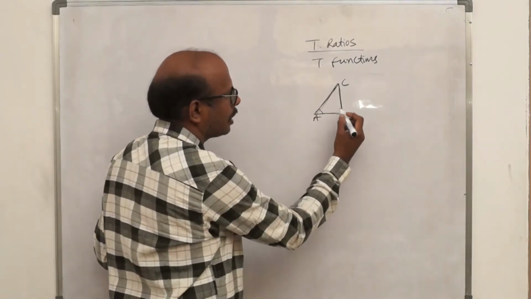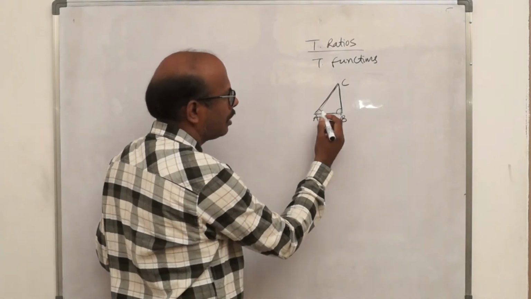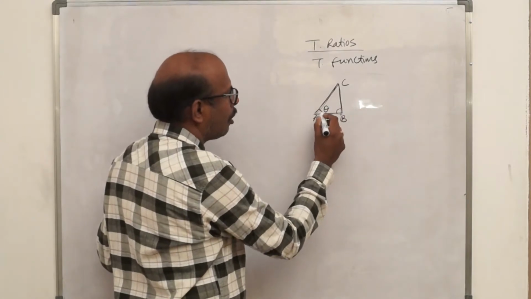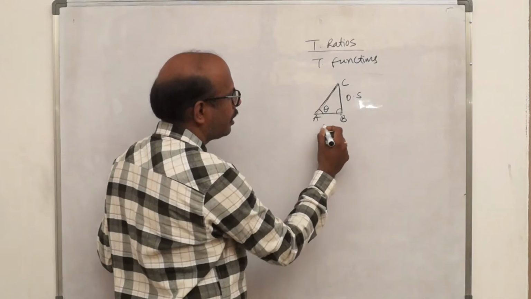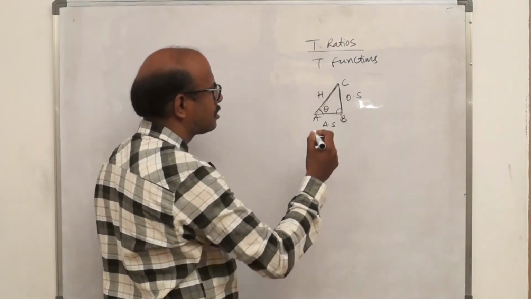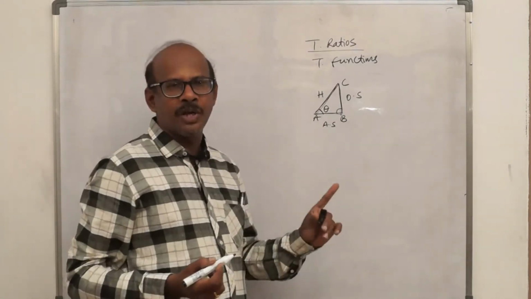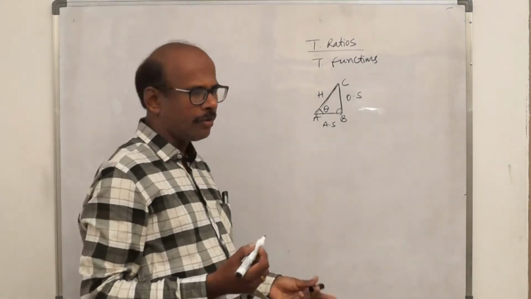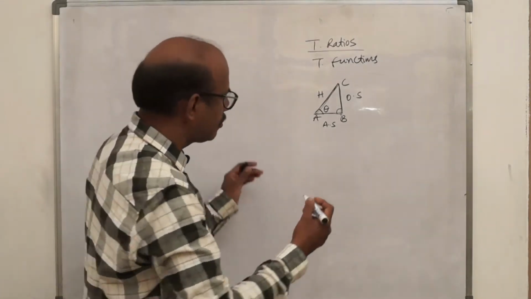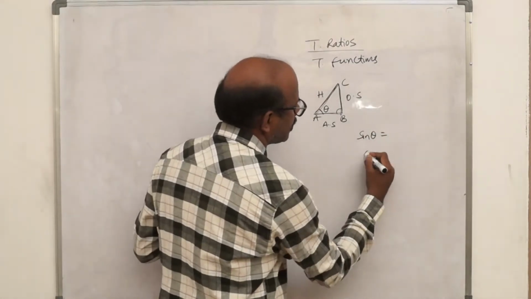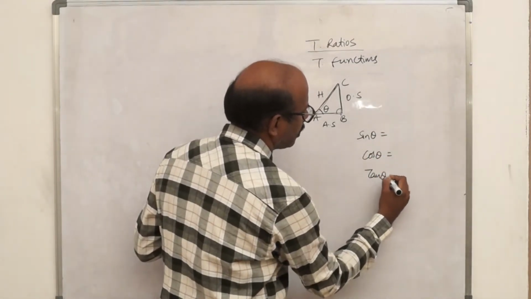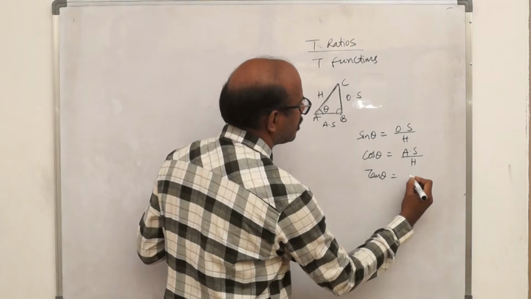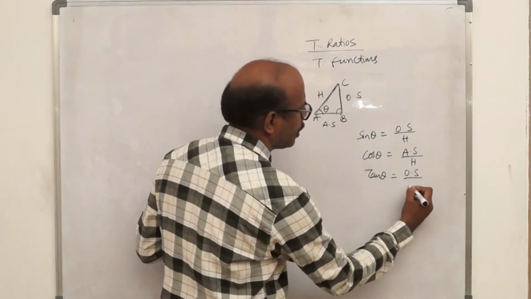Suppose ABC is a right angle triangle, right angled at B, and at A it is an acute angle theta. Opposite to theta is called the opposite side, this is the adjacent side, and this is the hypotenuse. Now the ratio between any two sides of a right angle triangle is nothing but a trigonometric ratio. Fundamental trigonometric ratios are defined like this: sin theta, cos theta, tan theta. Sin theta is opposite side by hypotenuse, cos theta is adjacent side by hypotenuse, tan theta is sin theta by cos theta, opposite side by adjacent side.